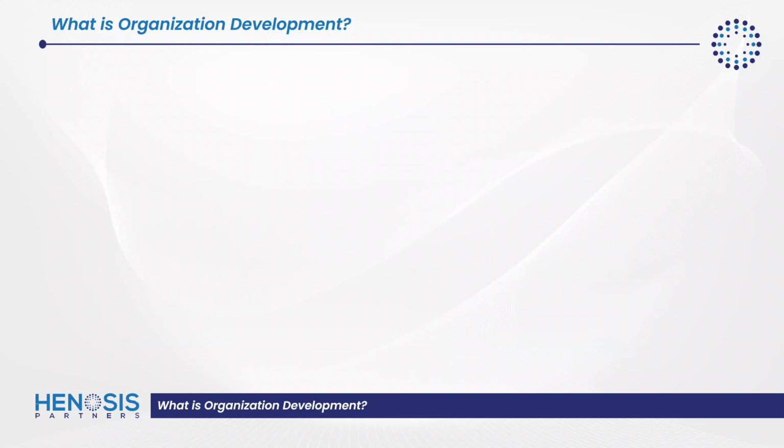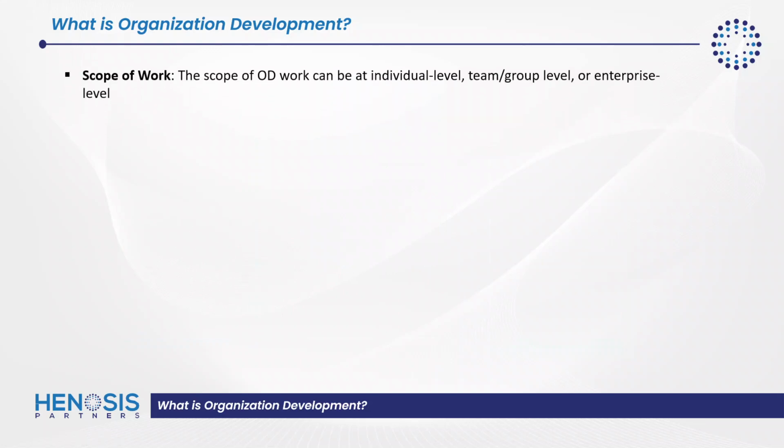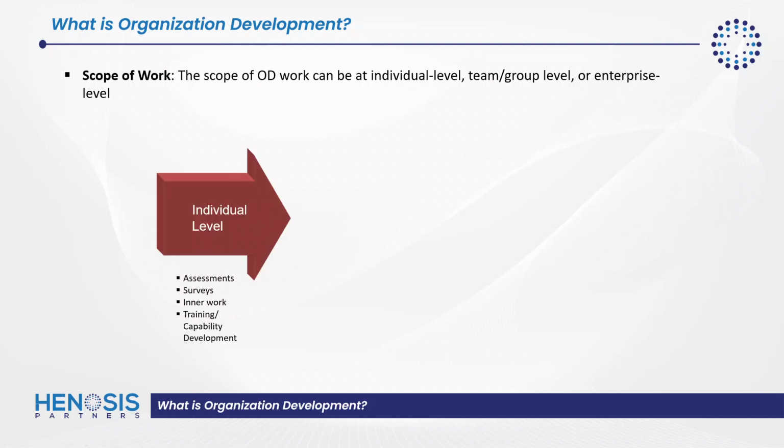Yet another way to define or characterize organization development is the scope of its work. And the scope of OD work can be at individual level, team group level, or enterprise level. So at individual level, the OD work would reflect conducting assessments or surveys, performing some inner work, both of oneself and helping others, and training and capability development.